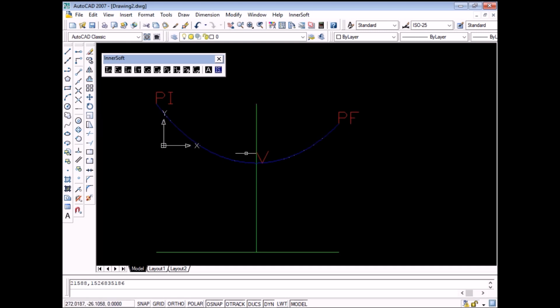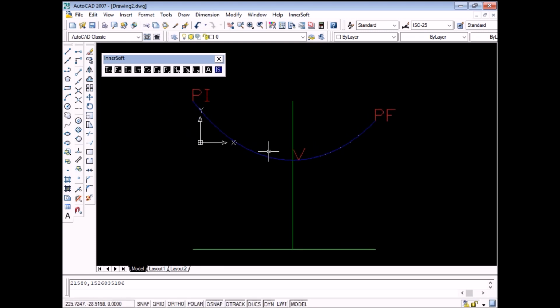In AutoCAD, the catenary is drawn with a spline, 3D polyline or polyline with arcs, according to the user's choice. In addition, the initial point, the end point, the vertex, and the natural axis of the catenary are drawn.